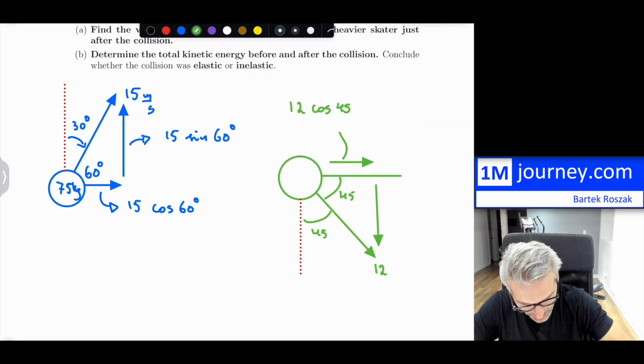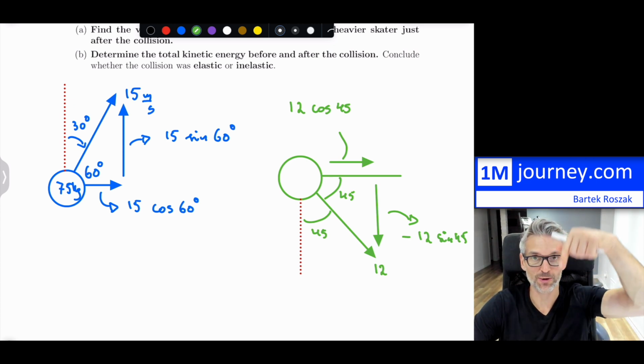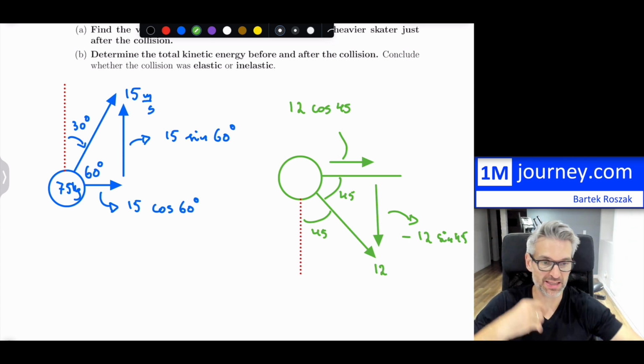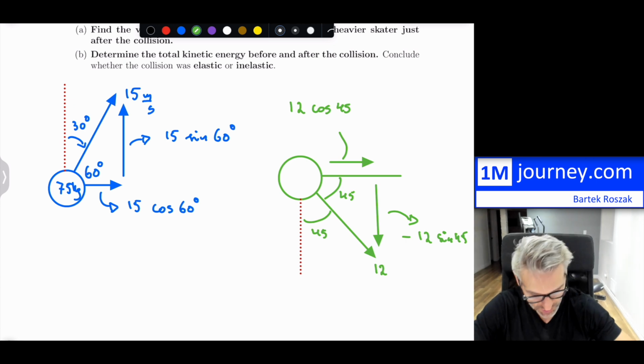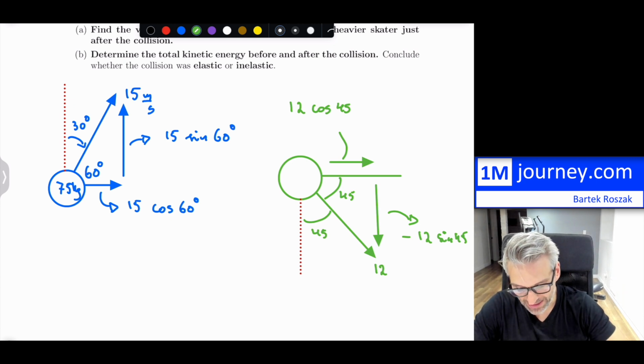So that y component is going to be 12 times sine of 45, but it is going to be negative because notice it's downwards. So that's what we have to do. This is where your trigonometry, and how well you remember it, will help you. So those are my initial ones.